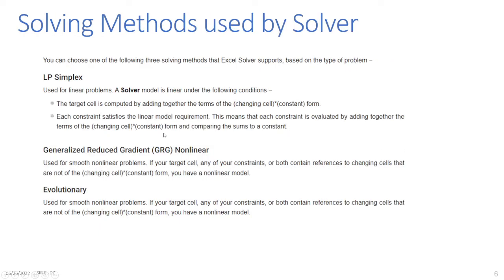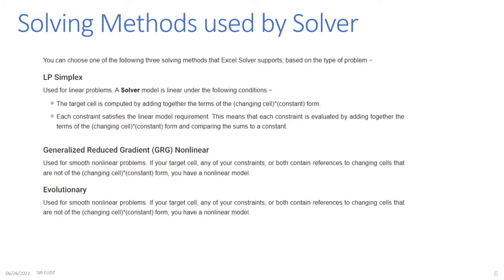Solving methods used by Solver. You can choose one of the following three solving methods that Excel Solver supports based on the type of problem. So we have LP Simplex. These are used for linear problems. A Solver model is linear under the following conditions. The target cell is computed by adding together the terms of the changing cell times a constant. Each constraint satisfies the linear model requirement. This means that each constraint is evaluated by adding together the terms of the changing cell times a constant and comparing the sums to a constant.